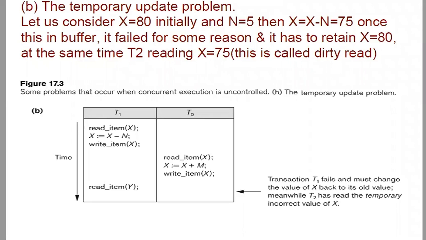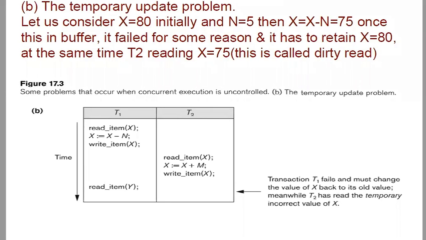In the ACID properties, A stands for atomicity. Generally, when a transaction starts, it should be completed in its entirety, or otherwise it should not be done at all. That means when your transaction is started in a database, it should be completed 100%. Otherwise, it should be cancelled totally, and the values should be reverted back to their original values. That's what we are going to see in the next few slides.